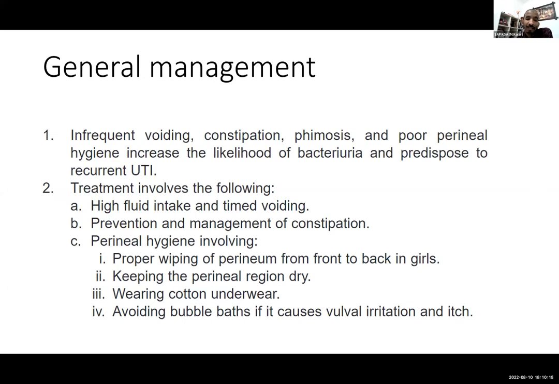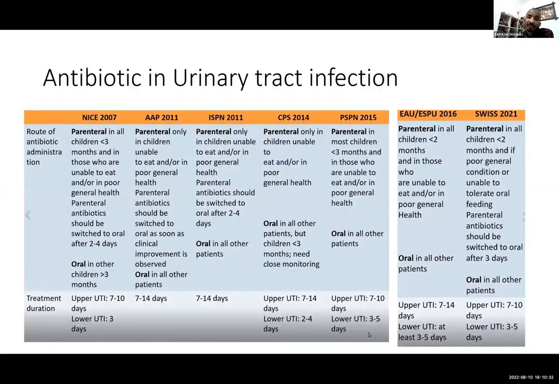Prevention and management, as we said: perineal hygiene, proper front to back wiping in girls, keeping the perineal region dry, wearing cotton underwear, avoiding bubble bath, which can cause vulval irritation and itching. Antibiotic treatment, as we said, simple.